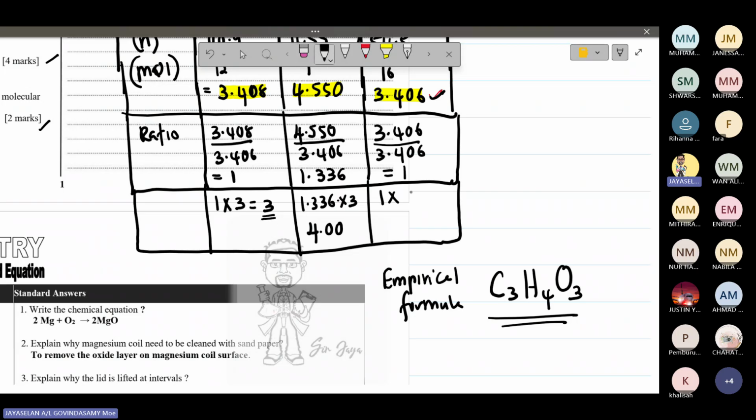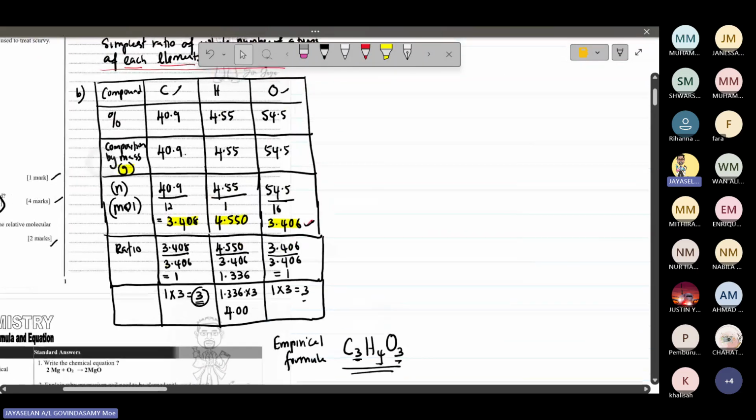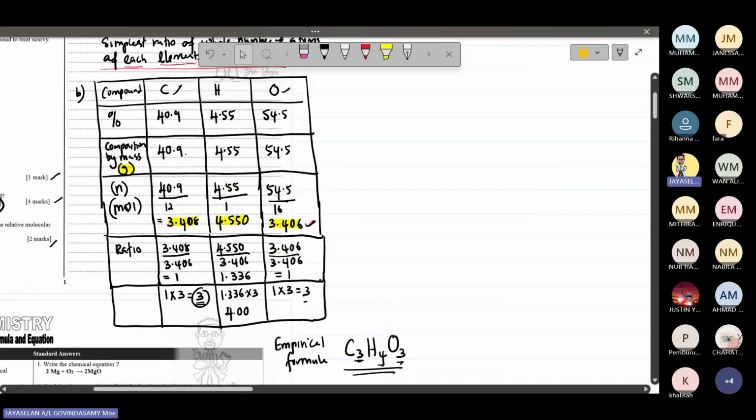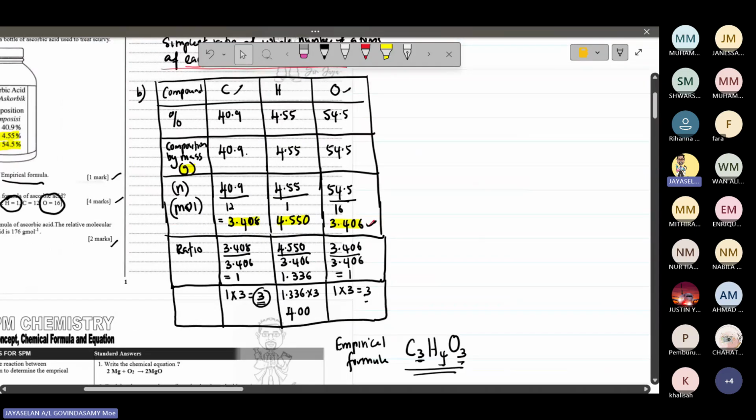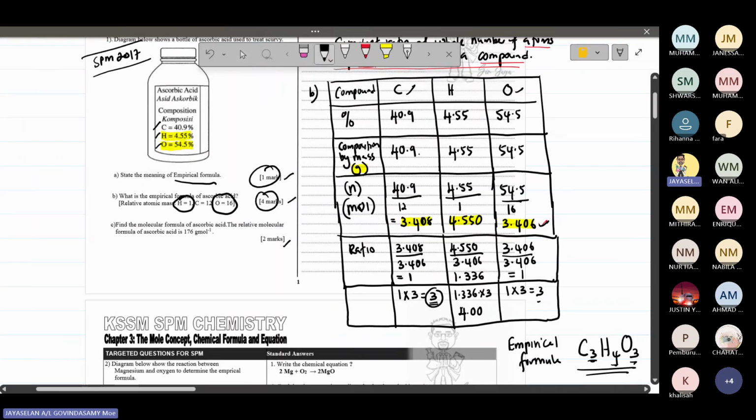Okay, this one we multiply by 3, you get 3. So you see the value, you take the 3, put here. You take the 4, put here. You take the 3, put here. Settle. Any question? No question. So you already find the empirical formula, right? So you guys already score 1 mark, 3 marks.